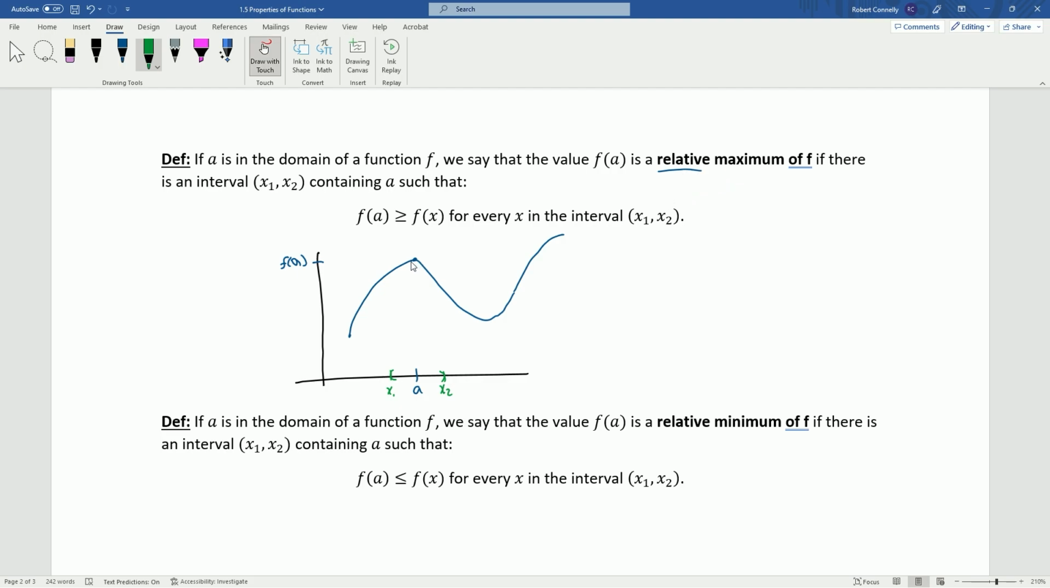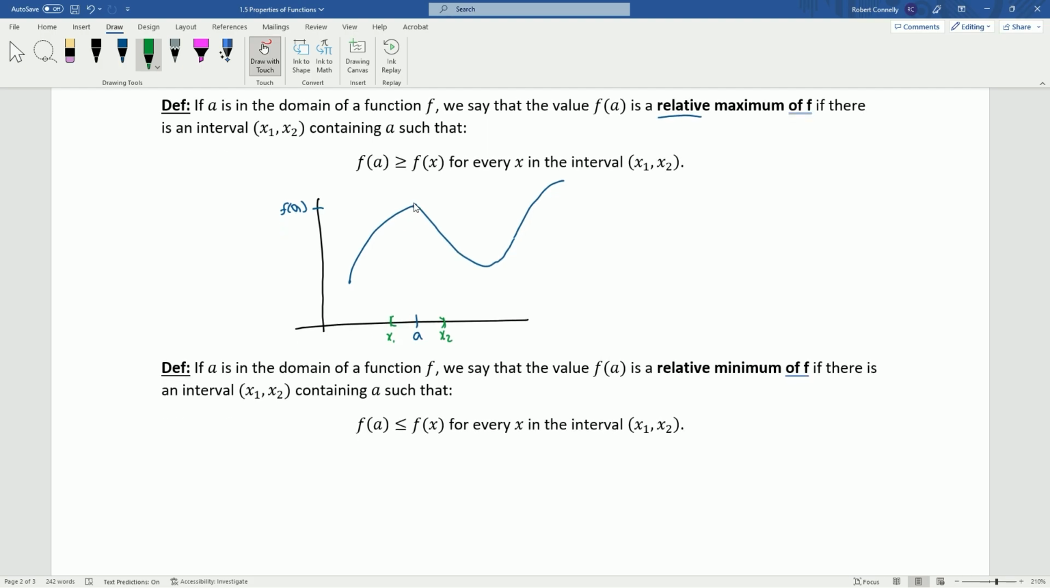It's not necessarily the maximum of the function overall. It's just the maximum in this little area. So if you can draw some interval around a, and it's the highest point inside that interval, it's a relative maximum. That's all that means. Basically, anywhere you see what looks like a little mountain peak, that's going to be a relative maximum.